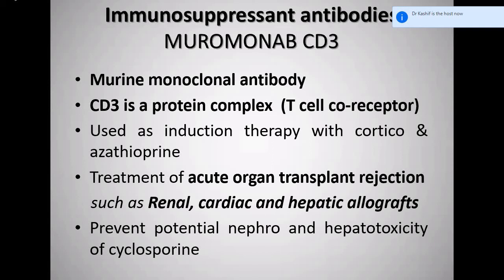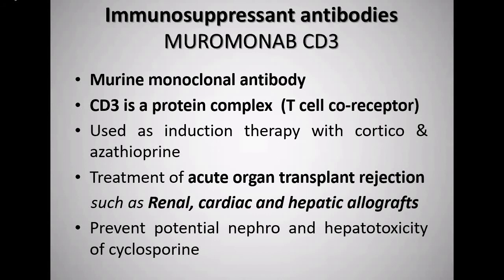CD3 is a protein present on the surface of the T cells. So it's a T cell co-receptor, and the drug basically inhibits this T cell co-receptor. Ultimately, the result is that the T cells are not activated and they are not stimulated to produce any graft rejection. This is a drug used for acute organ transplant rejection, like in renal, cardiac, and hepatic allografts, and it also prevents the nephro and hepatic toxicity of cyclosporine.